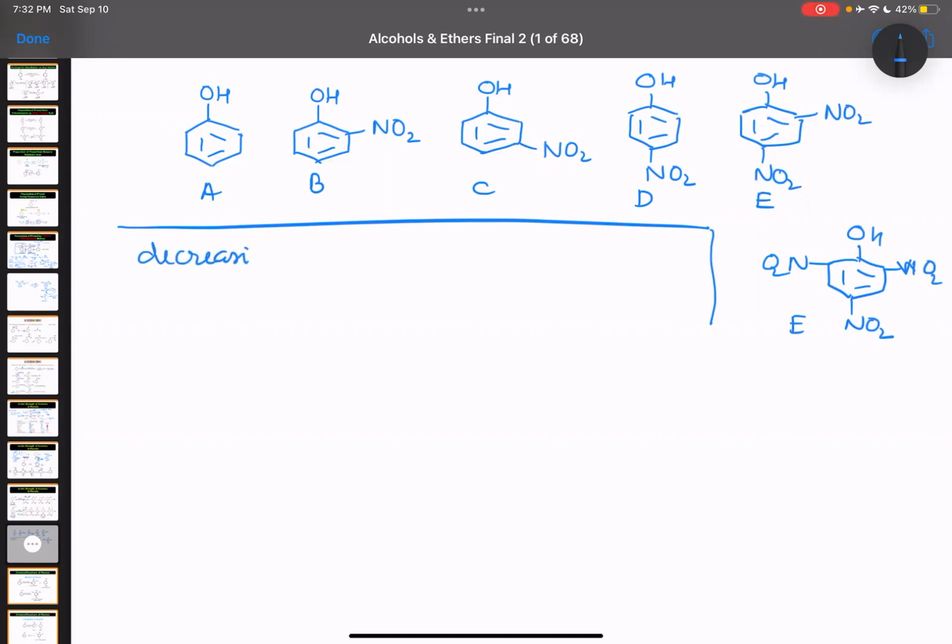The most standard question of phenol: decreasing pK, or what you can do is write the acidic strength and do it in reverse. So the acidic strength order is just the reverse of pK. Clear? Any questions?